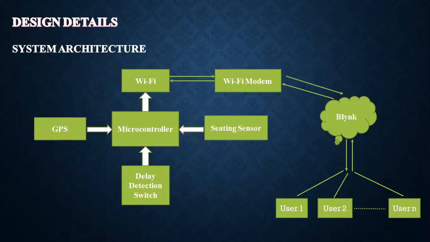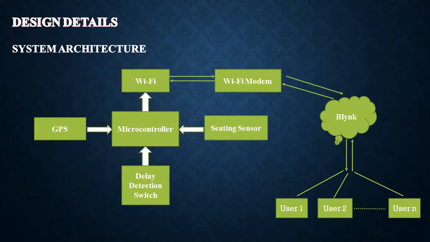Design details. In this, we'll first look into the system architecture. Here we use GPS for tracking the bus location. A delay detection switch is used to notify the passengers if there is any delay in the bus due to traffic, breakdown or accident. For the seating sensor, we have chosen to use IR sensors.